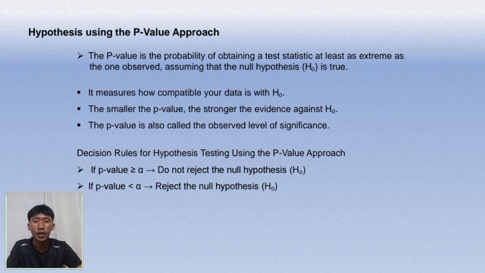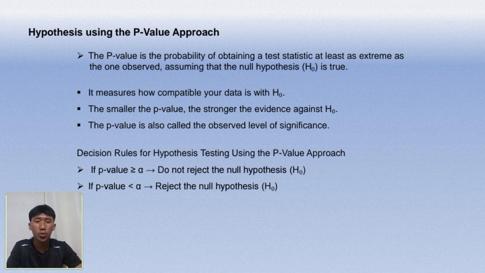Here's the rule. If the p-value is greater than or equal to alpha, we do not reject the null hypothesis. But if the p-value is less than alpha, we reject the null hypothesis.